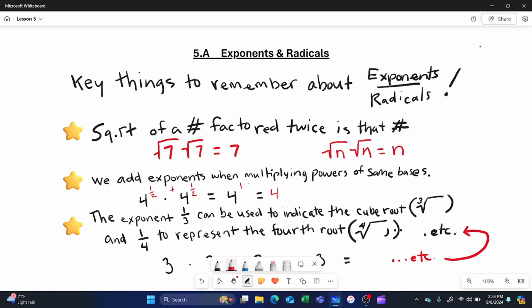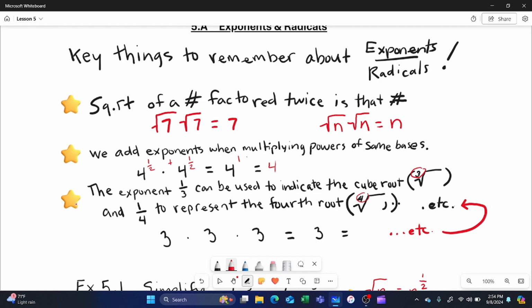The exponent 1/3 can be used to indicate the cube root, and 1/4 to represent the 4th root, and 5th and 6th and 7th, and so on and so forth. Not a hard concept. Moving on, if we look down here at this little example of 3 to the 3rd times 3 to the 3rd times 3 to the 3rd, well, you got 3/3. You're going to end up with a whole again. The answer's going to be 3. This works, and so on and so forth.